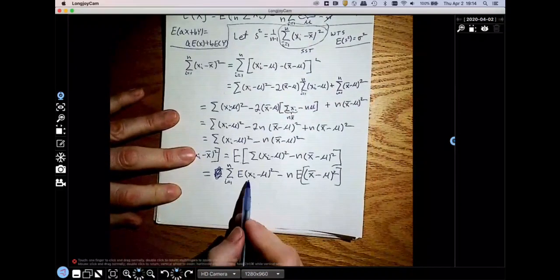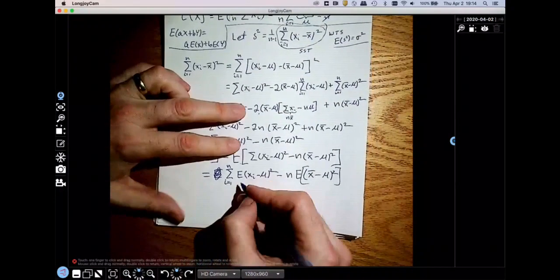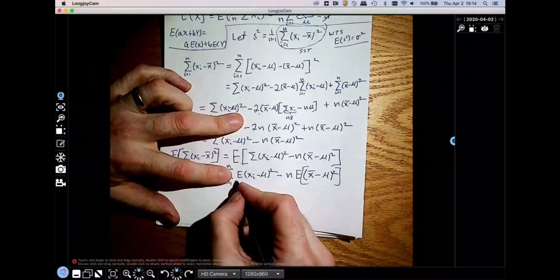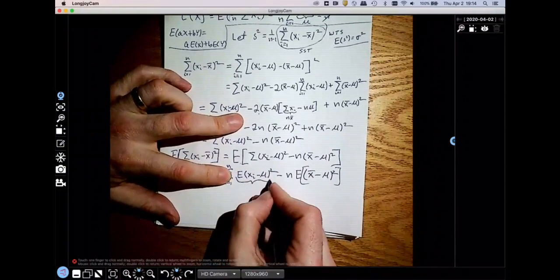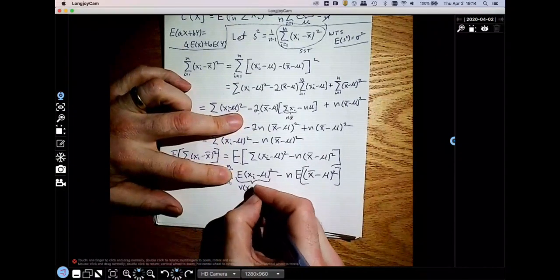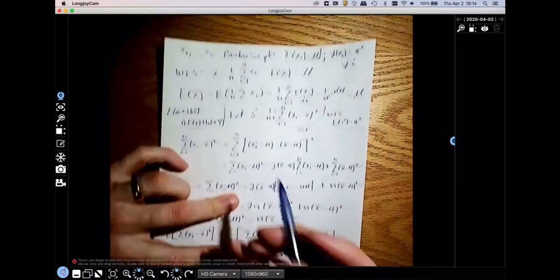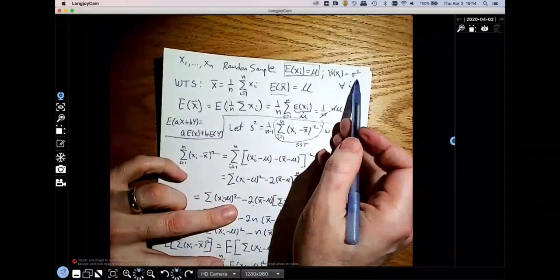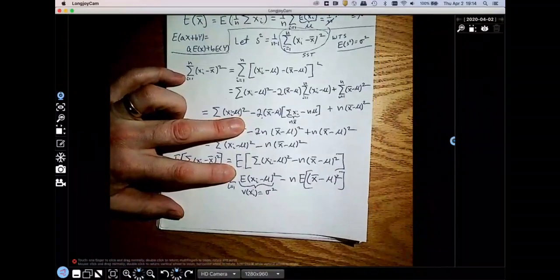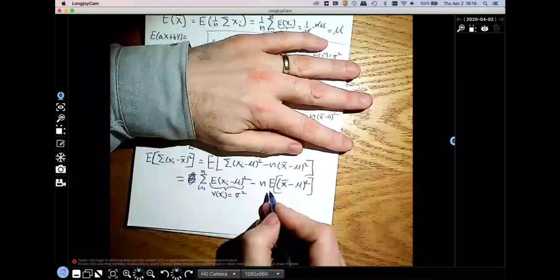Well, what do I have here? What is the expected value of xi minus mu squared? Well, that's just the definition of variance. This is just the variance of xi, which we've assumed is sigma squared. So I'm going to go write that up here. Well, let's go see what we have here.